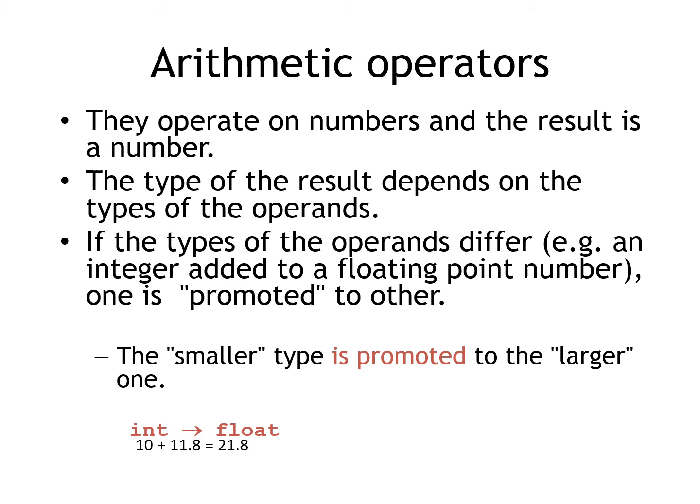So what are the arithmetic operators? They operate on numbers, and the result is also a number. The type of the result depends on the type of the operands. So if the types of operands differ, an integer added to a floating number, one is promoted to the other. So the integer will be promoted to a floating point number. The smaller type is promoted to the larger type. So you can see that if 10, the integer, plus 11.8, this is a floating number, the result will be a floating number.